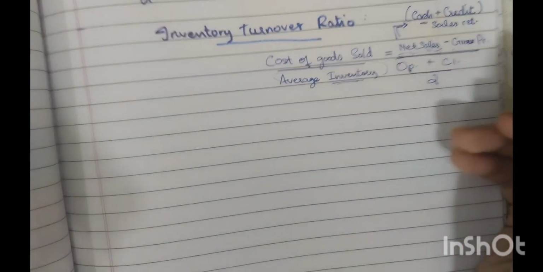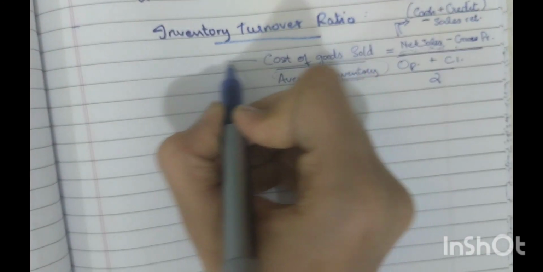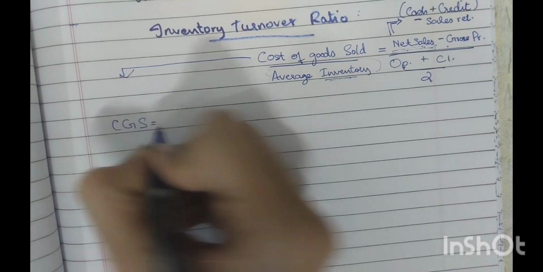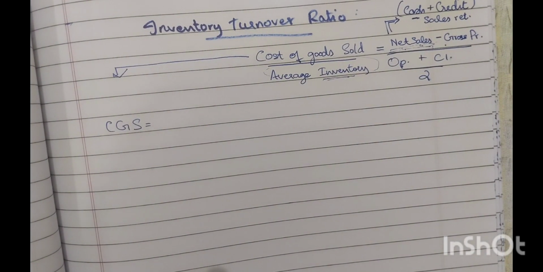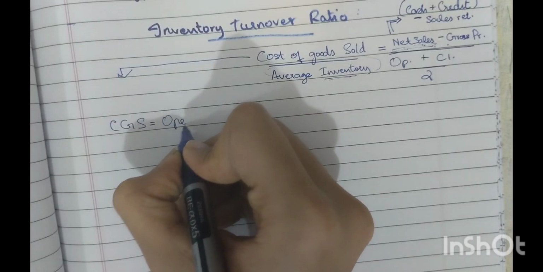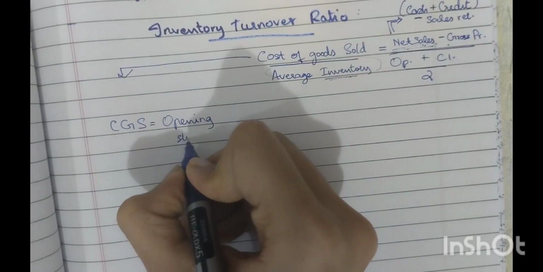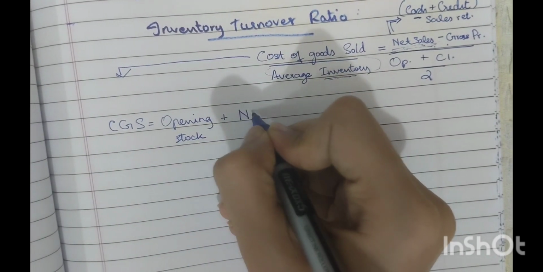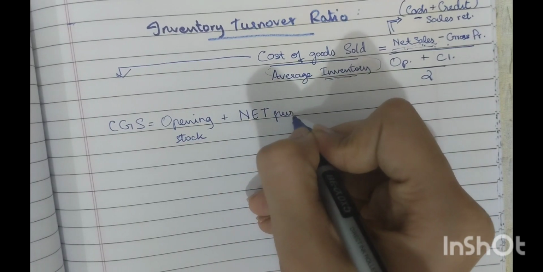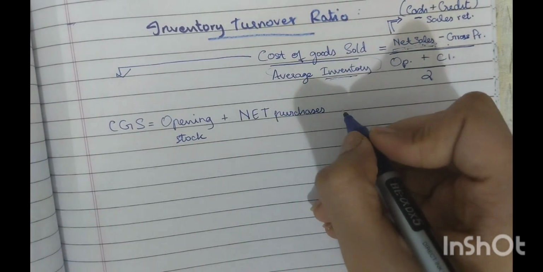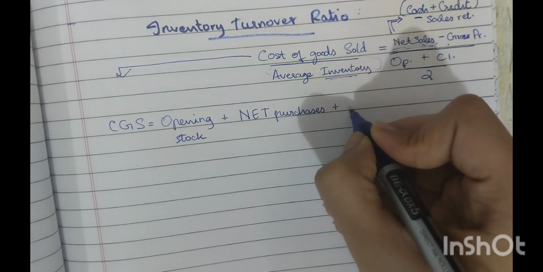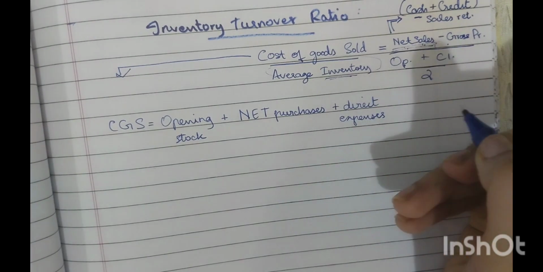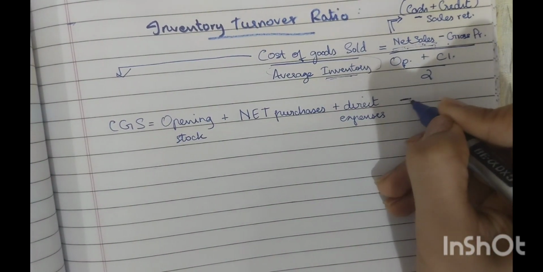Or in other words, in case these two amounts are not given, we have another way of finding CGS. So CGS, that is cost of goods sold, is equal to our opening stock plus net purchases, alright, plus our direct expenses, right, all these minus closing stock.